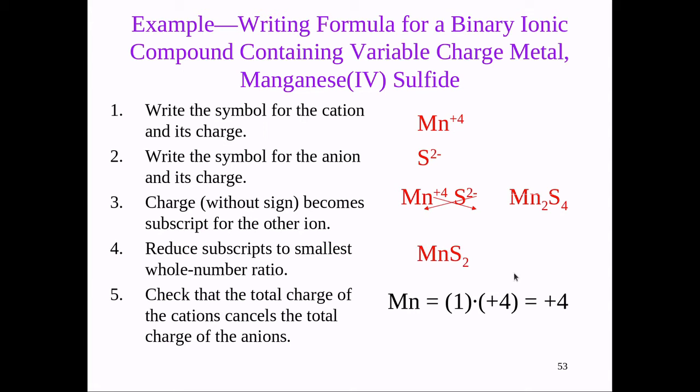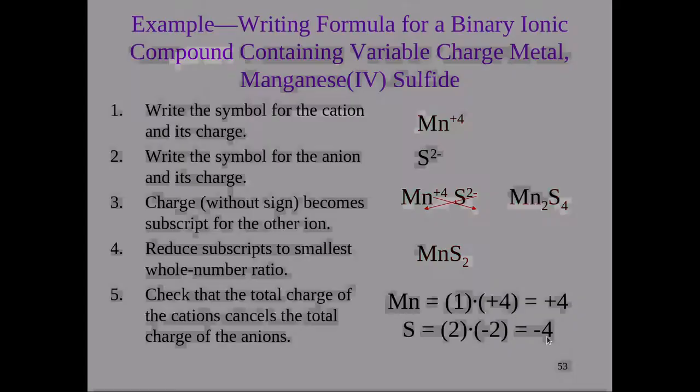And we're going to check our total charges. We knew that manganese was in the +4 state. We have 1 of them, so we're going to get a total of +4. And we know that sulfur is in the 2- state. There's 2 of them, so we're going to get a total of -4.